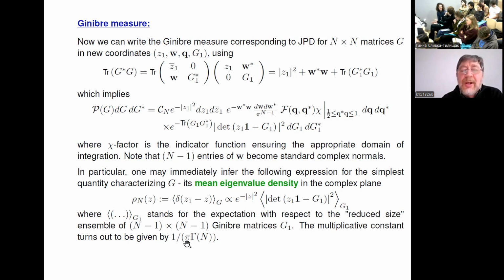and it's equal to 1 over pi times the gamma function of n. We will get that in this way.